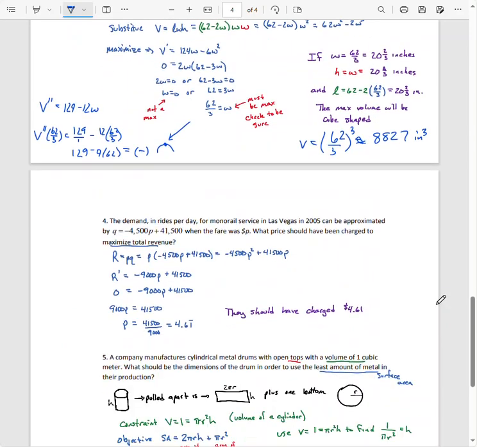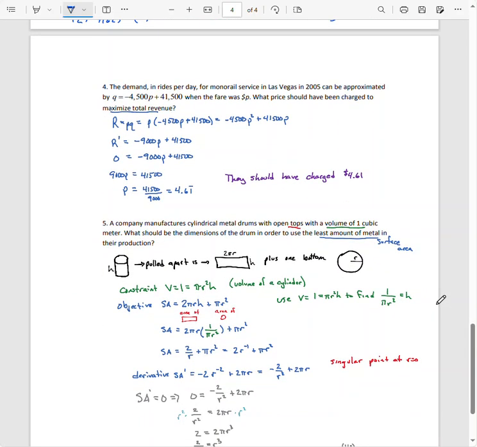All right. Another one, because this is already getting long again. The demand in rides per day for monorail service in Las Vegas in 2005 can be approximated by this equation: Q equals negative 4,500 P plus 41,500 when the fare was P dollars. What price should have been charged to maximize total revenue?